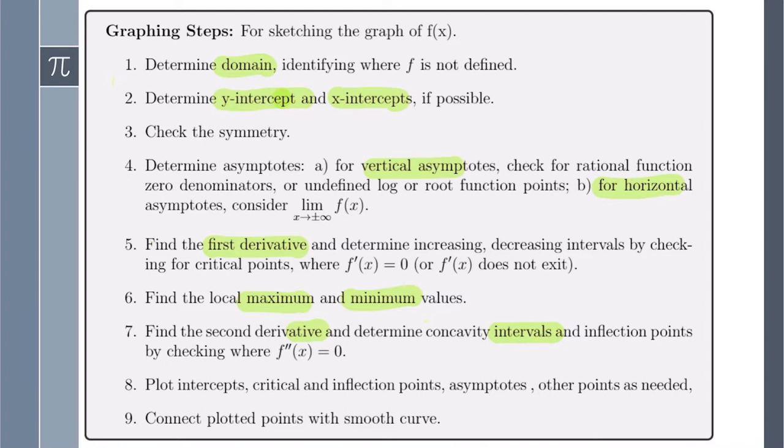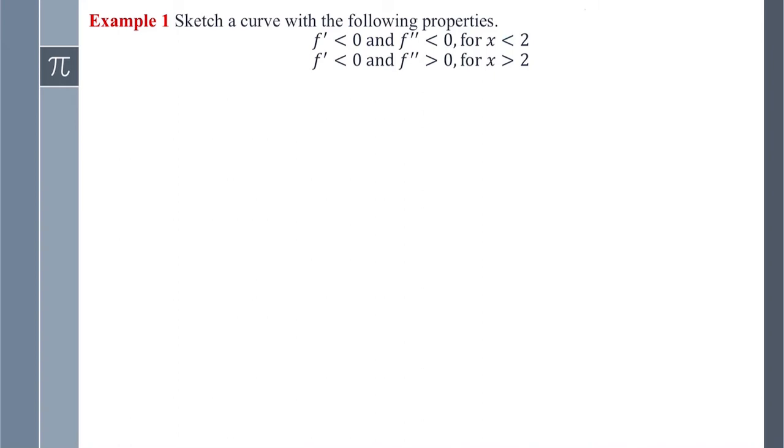So that's the main goal of graphing a function using these things. Okay, so let's look at an example. For the first example, we don't have any particular function. We are given any random function, but we are given these properties. The first derivative of the function is negative, which means the function is decreasing. Here it says the second derivative is negative, which means the function is concave down. And in another interval, the first derivative is again negative, which means decreasing, and this one says the function is concave up.